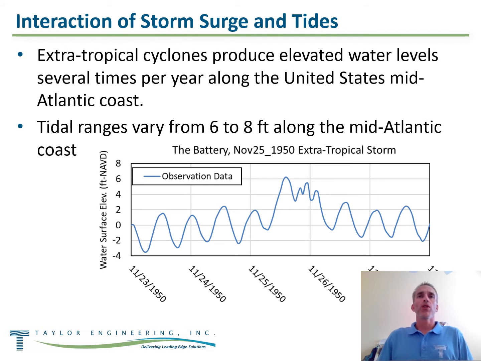So as an example of one of these storm surge patterns that can occur for an extratropical cyclone, we have a plot of the water surface elevation versus time for an event that occurred in 1950, and this is the water level at the Battery near New York City. So we see the tidal variation and then the long duration of the elevated water levels that occur over an extended duration, with the interaction of the tides occurring with the storm surge during this time.